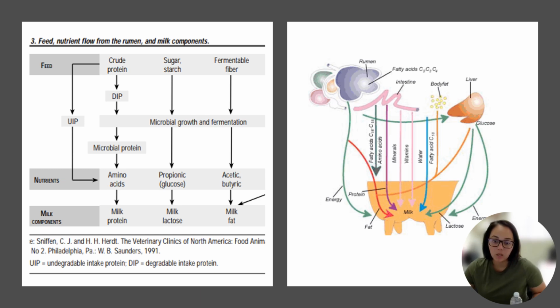And so these two graphs are basically an indication of how the feed components get turned into milk components.